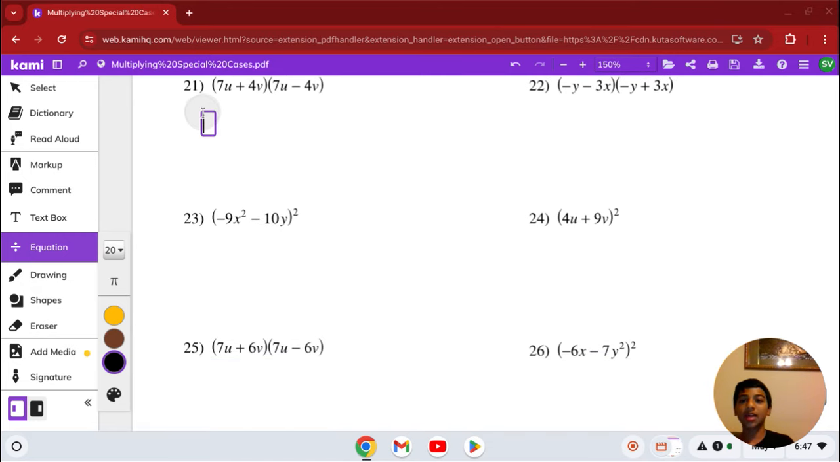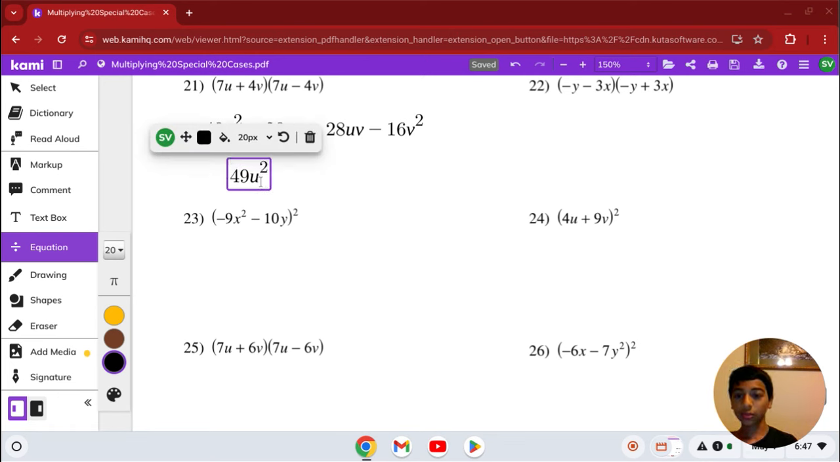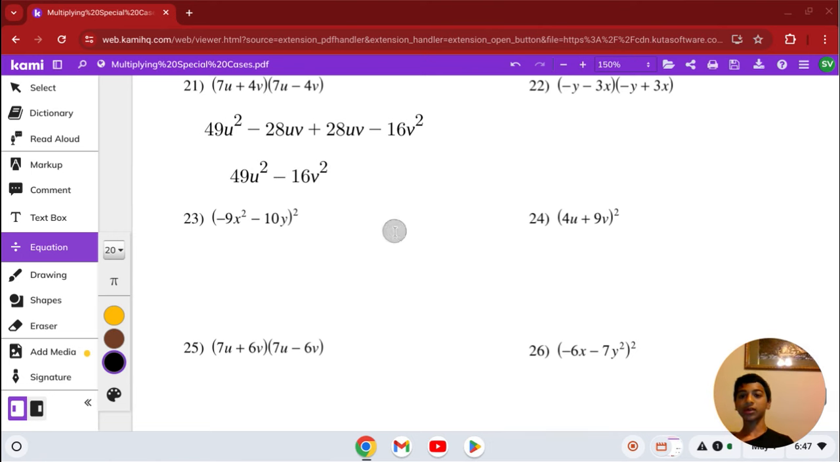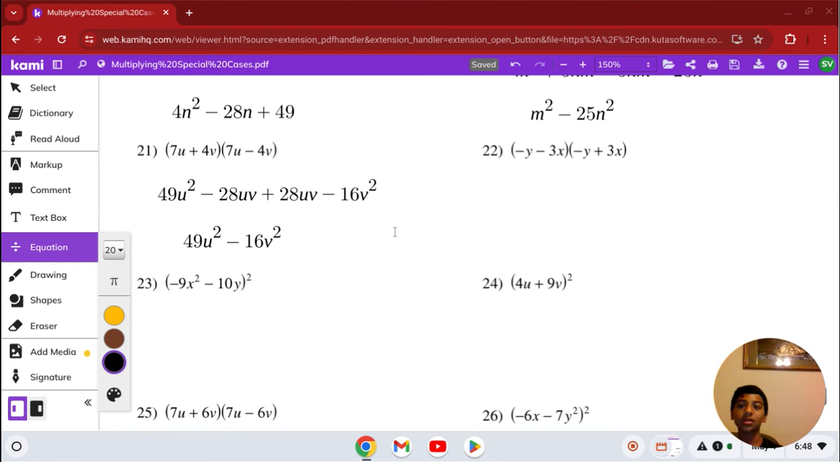Number 21, (7u plus 5v) times (7u minus 5v). 7u times 7u is 49u squared. And then minus 35uv, plus 35uv, minus 25v squared, which we can cancel out the middle terms once again, becoming 49u squared minus 25v squared. That's our solution in number 21.